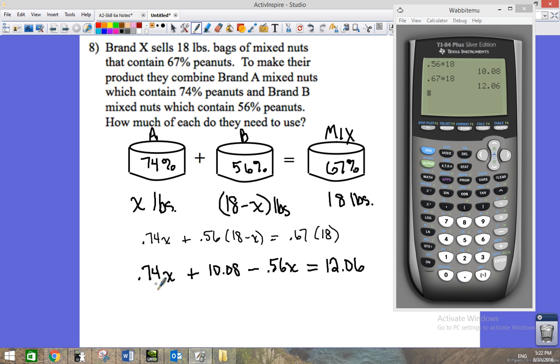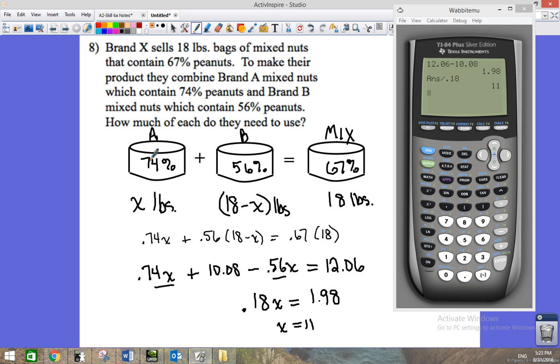Alright, so let's combine our like terms. These x's, we've got 0.74 minus 0.56. We've got a coefficient of 0.18 in front of our x. Let's subtract 10.08 from each side. So we've got 12.06 minus 10.08, 1.98. We're going to divide that by 0.18. X is equal to 11.